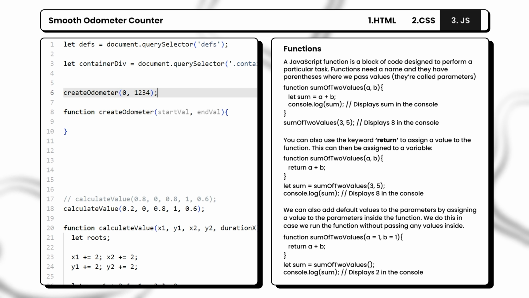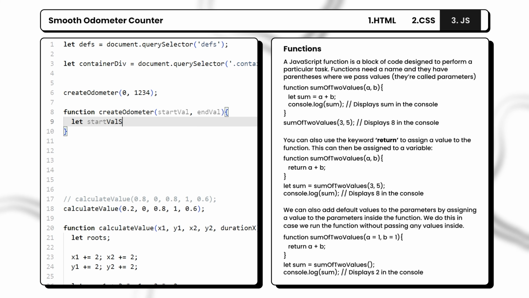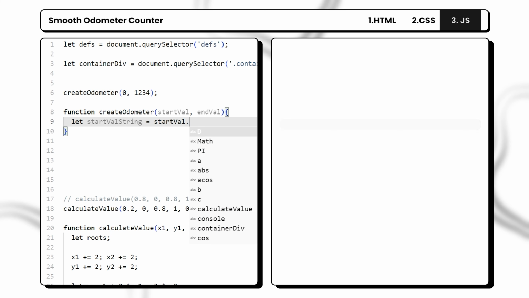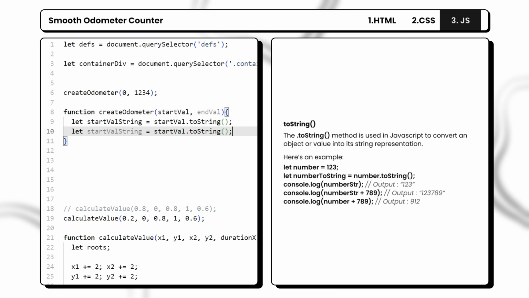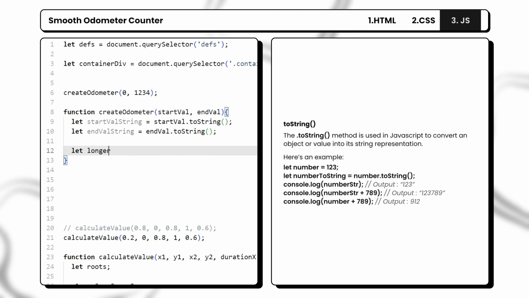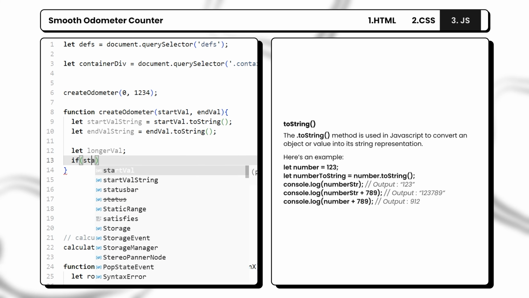Next, inside the function, we create two variables that take the start and ending values and turn them into strings using the toString function. So we end up with the created variables startValString and endValString. Next, we create the variable longerVal and we use it to check if the start or the end value have a larger number of digits.